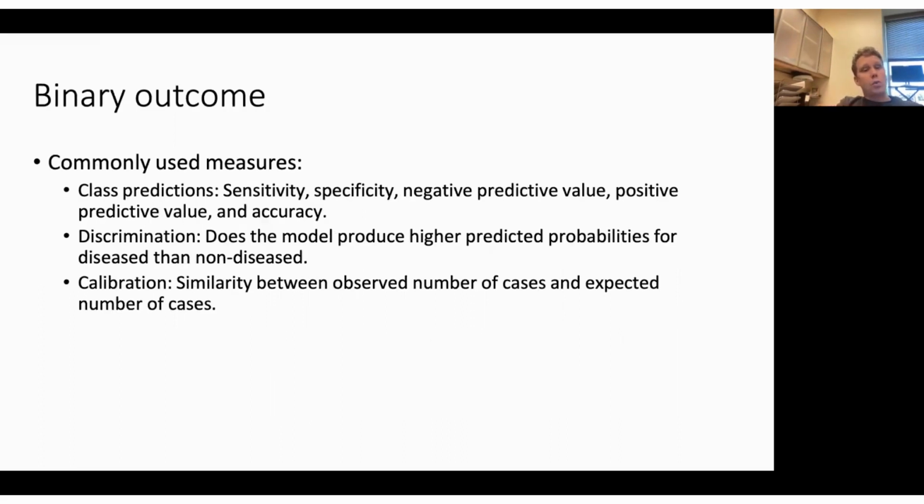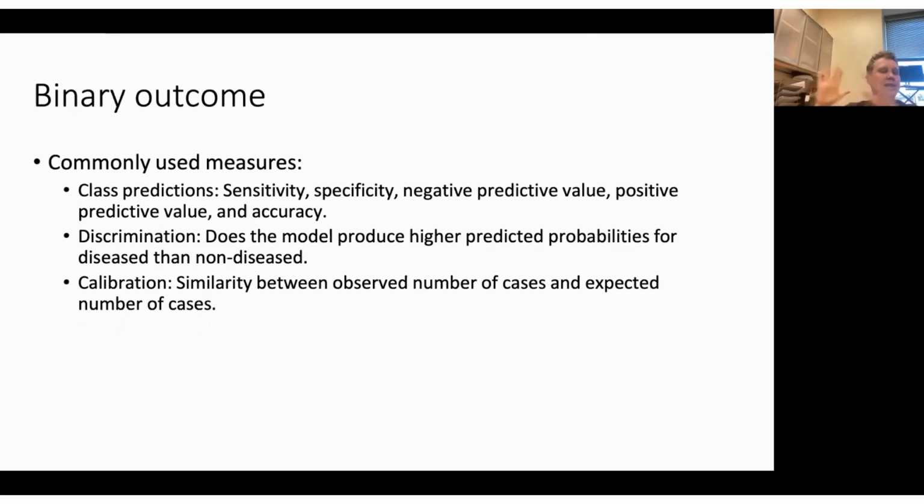Okay, so binary outcome. How do we go about evaluating a model for a binary outcome? Here we are going to use three different types of measures. The first I call class predictions, where sensitivity, specificity, negative and positive predictive value, and accuracy would fall in that category. It's about how well you are doing at predicting diseased versus non-diseased, within each class in some sense. I'll define these and give a lot more details later.